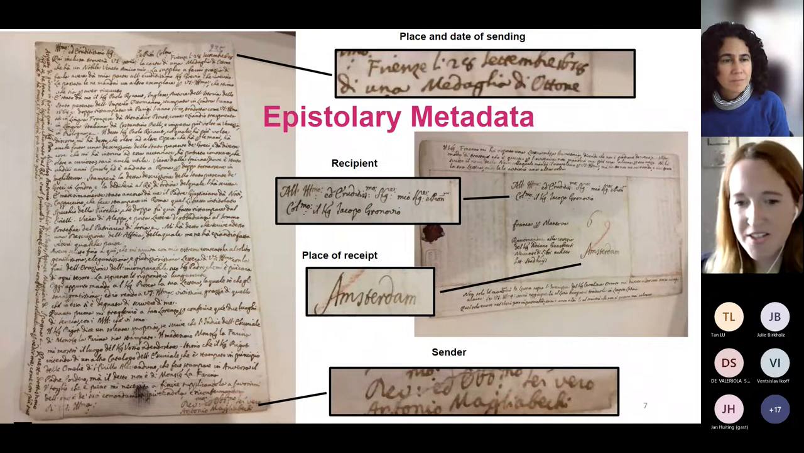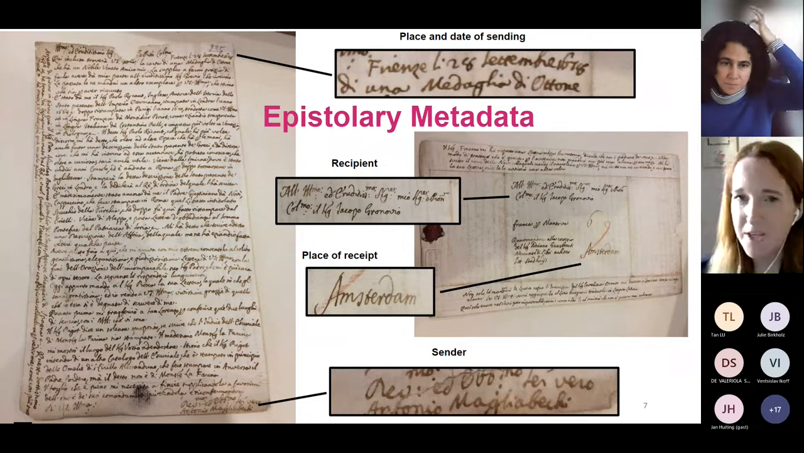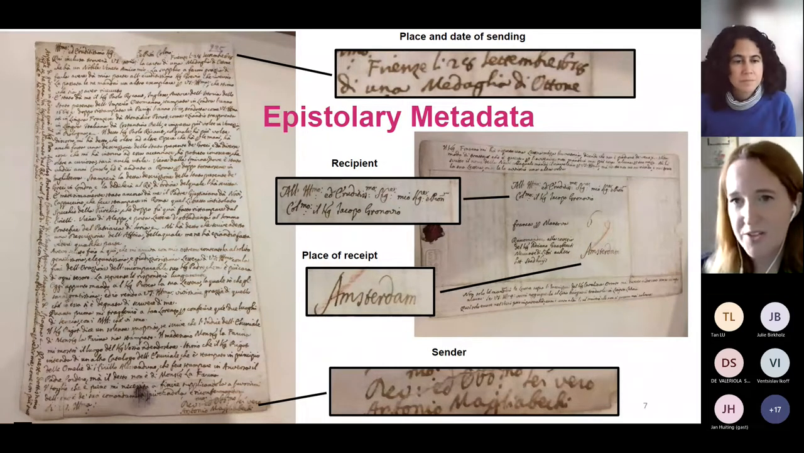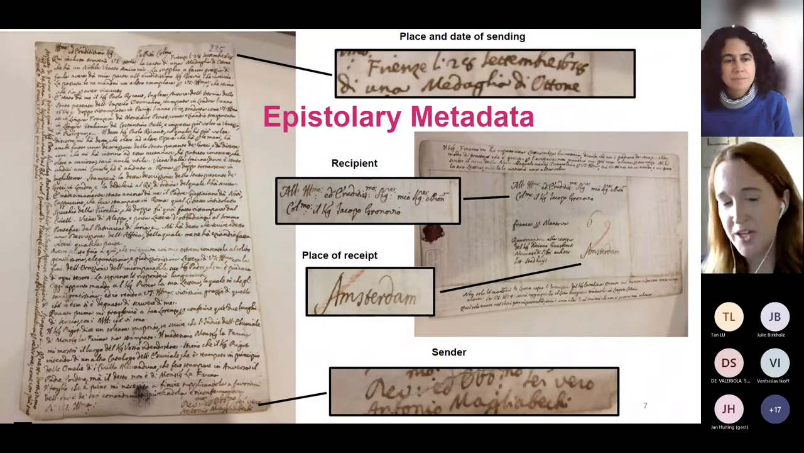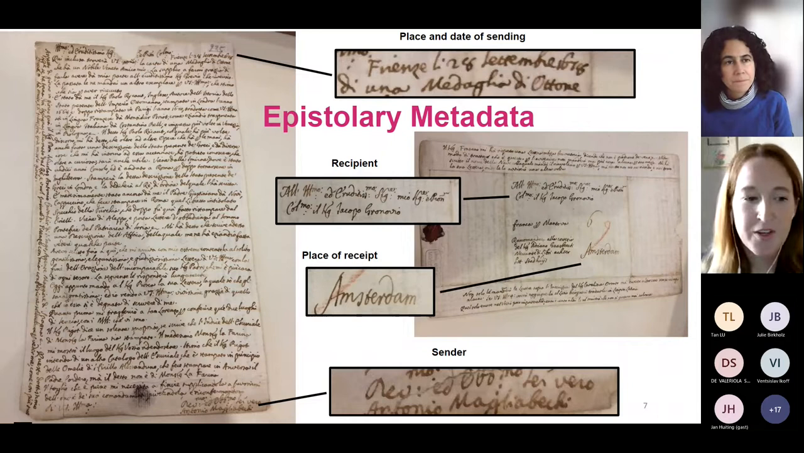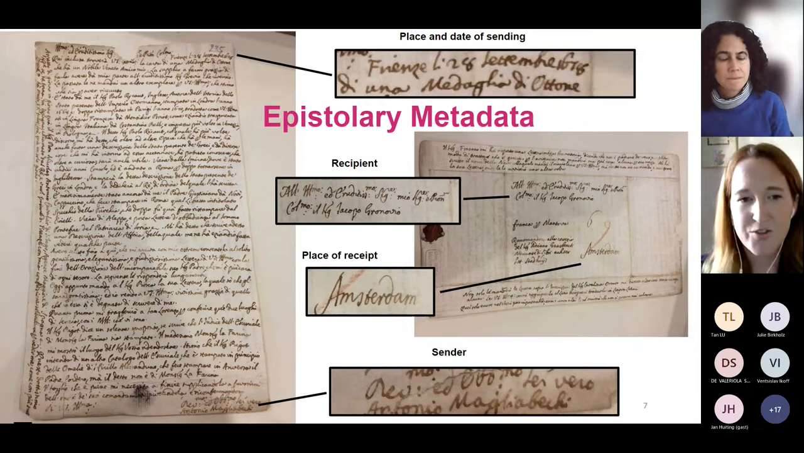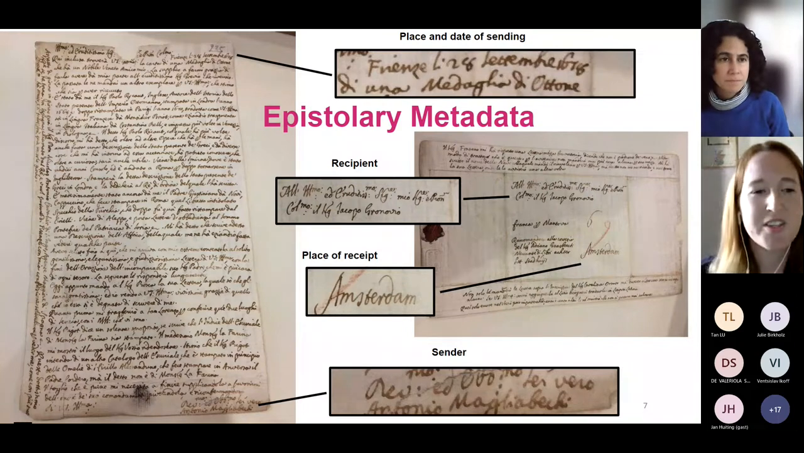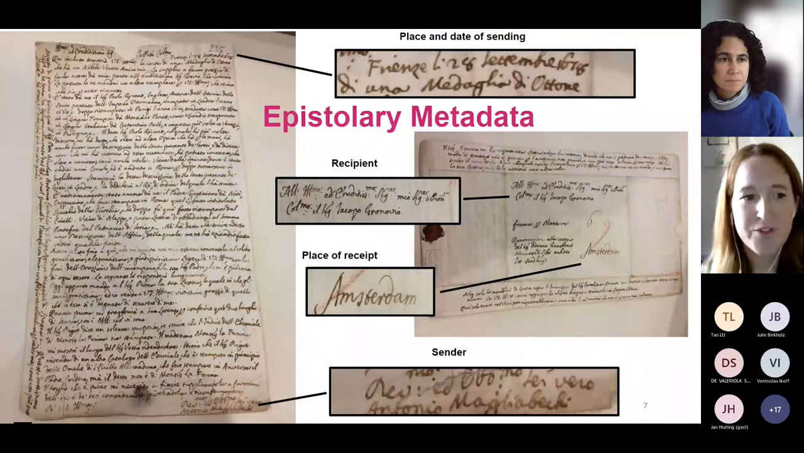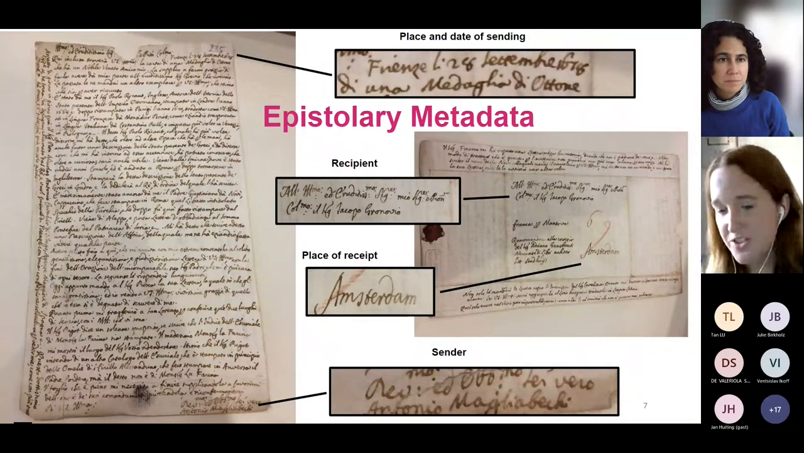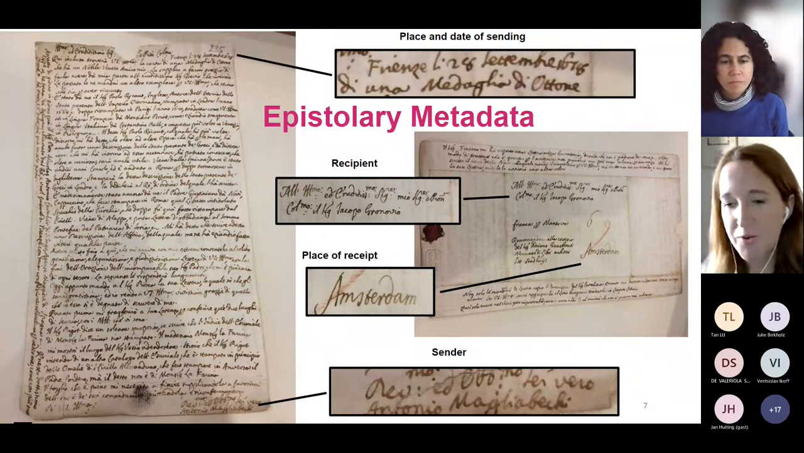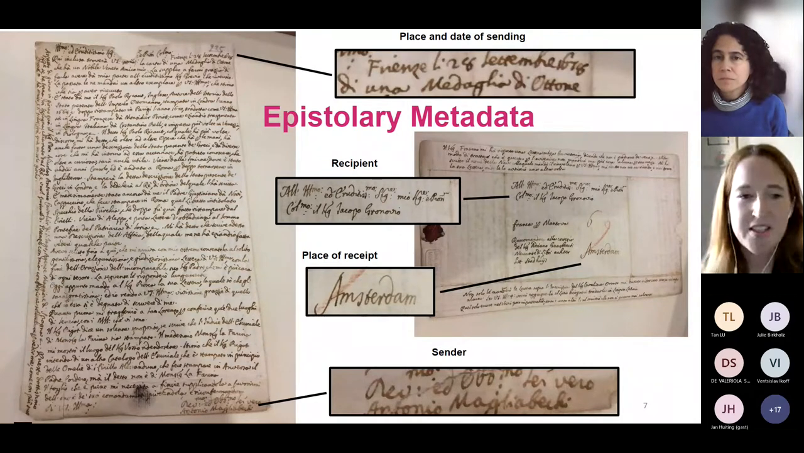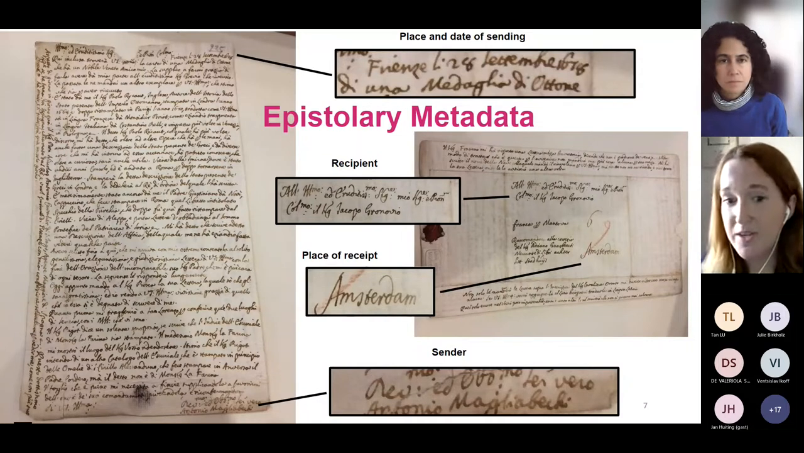So in this example, we have a letter written by a sender, Antonio Magliabechi. He wrote a letter from Florence on the 28th of September 1678 to Jacob Genovius in Amsterdam. And of course, these metadata provide the edges and the nodes or vertices, as Julie just said. I always call them nodes, so I will just call them nodes in this presentation. The sender and the recipients are the nodes of these networks, and they are connected because they wrote a letter to each other. And this network can be represented over time and space because we also have the date and the places of sending and receipt.